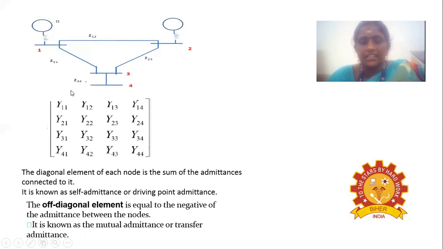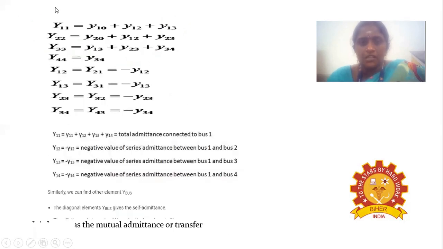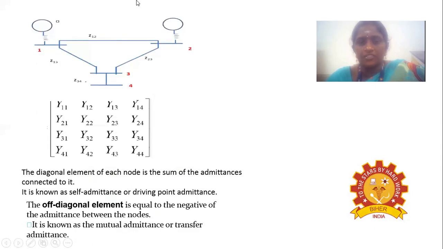The diagonal element is also known as the self-admittance or driving point admittance. Then the off-diagonal elements Y12, Y13, Y14, Y23, Y24, and Y31, Y32, Y43, Y42, Y41 like this, are equal to the negative of the admittance between the nodes. It is also known as the mutual admittance or transfer admittance. Now I'll explain how to form the Y bus for this given figure.